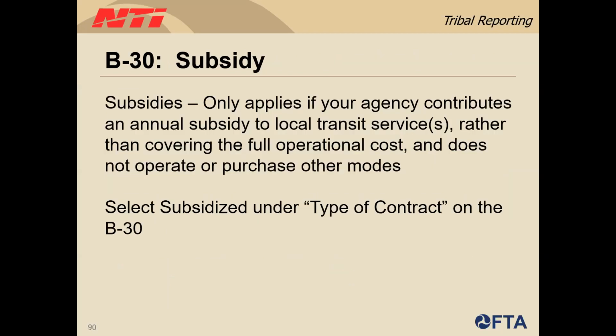Some tribes have relationships with a local transit provider in which the tribe contributes an annual subsidy amount in exchange for the provider extending its service into the tribal area. In this case, the tribe does not cover the full cost of the provider's service, and it doesn't operate or purchase other modes. So if this situation applies, you should select the subsidized option under contract type on the B30 form.